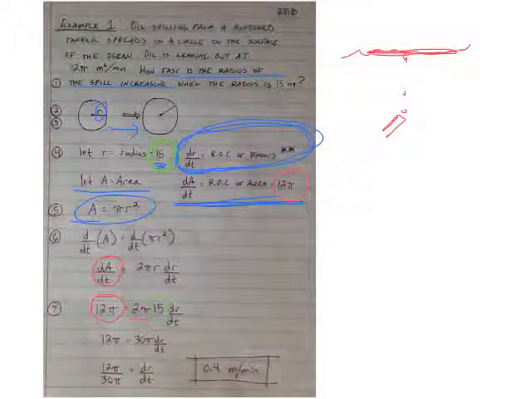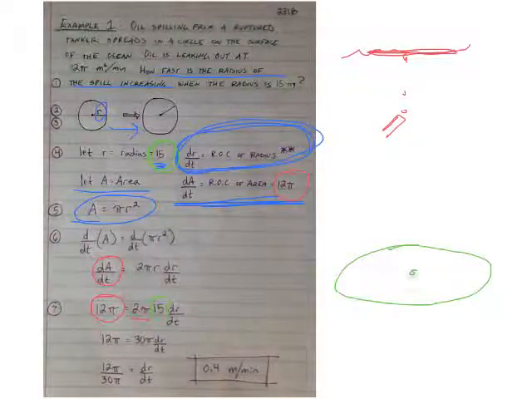And when we solve that all out, we find that dr dt is 0.4, and the units would be meters per minute, because radius is measured in meters and our time is per minute. So at the point where the oil spill has a radius of 15, the rate at which the radius is growing is 0.4 meters per minute.